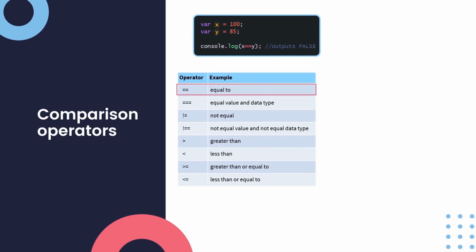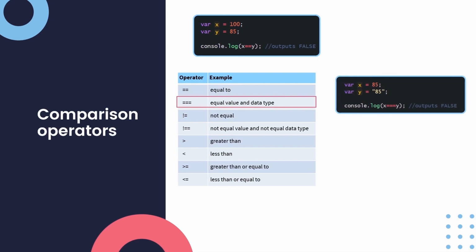The single equal sign signifies that we are assigning a value. Here we are comparing or checking values. And in this example, we have x which equals 100, y which equals 85, and we are console logging the result to see if the two are equal. Our output here would be false, which is a Boolean value.